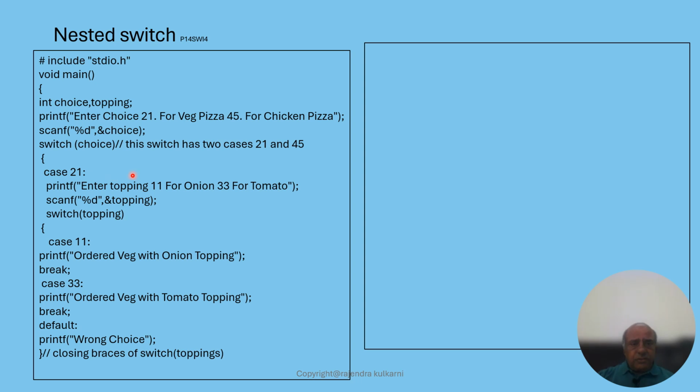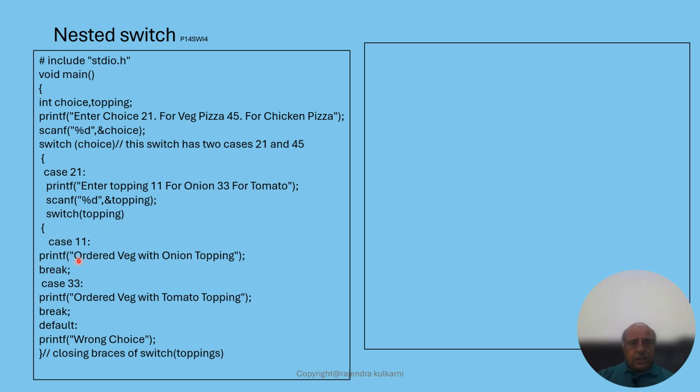Opening brace, case 21, the first case. After case 21, there is a colon, and in this case 21, what we are asking the user to input is his choice for toppings, 11 for onion, 33 for tomato. That input from the user is being assigned to a variable topping, and now we are using switch topping as a nested switch in this switch choice.